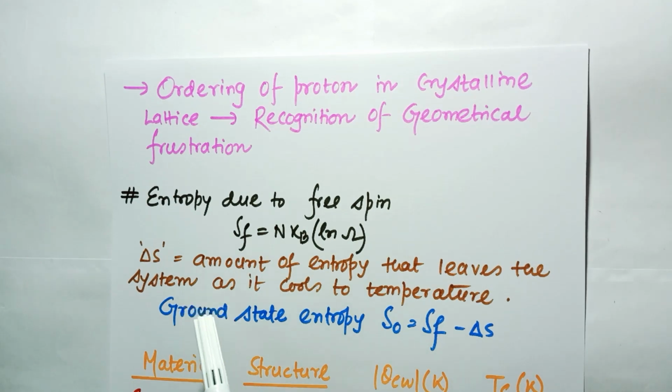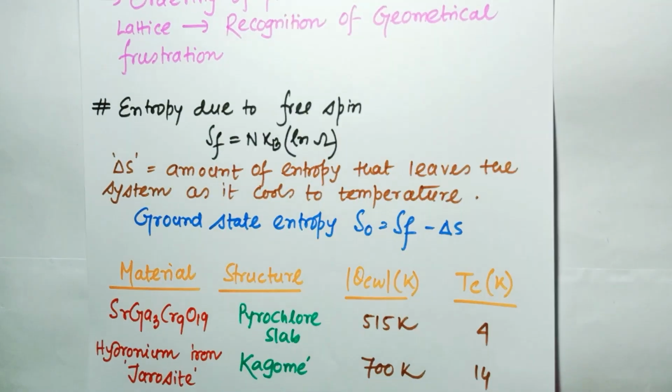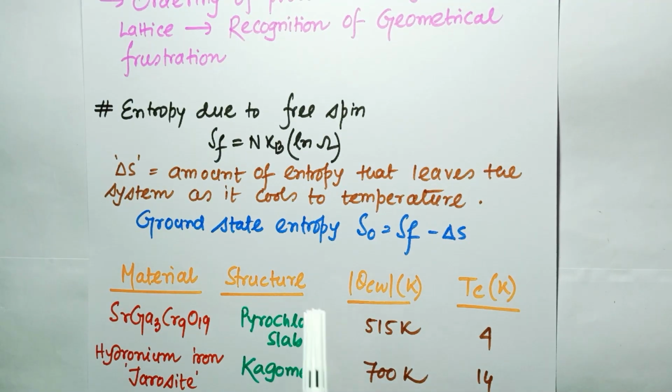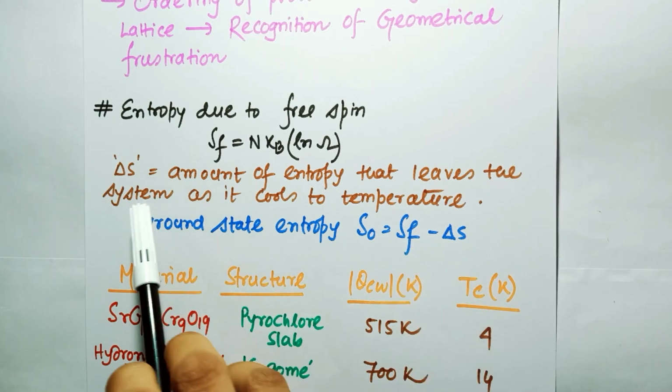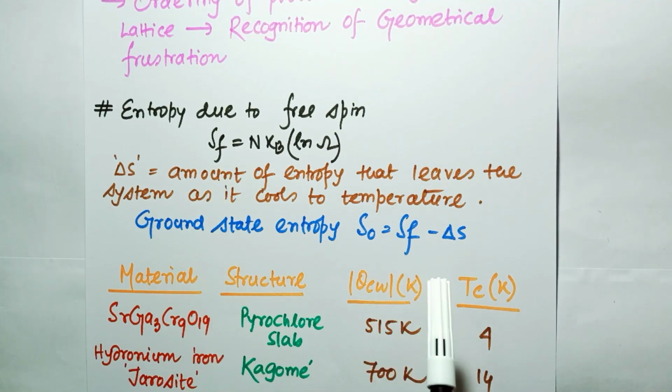Now let delta S be the amount of entropy that leaves the system as it cools to the lower temperature. So what will the ground state entropy be? S0 is equal to SF minus delta S. If I subtract delta S from SF, I will get the ground state entropy.